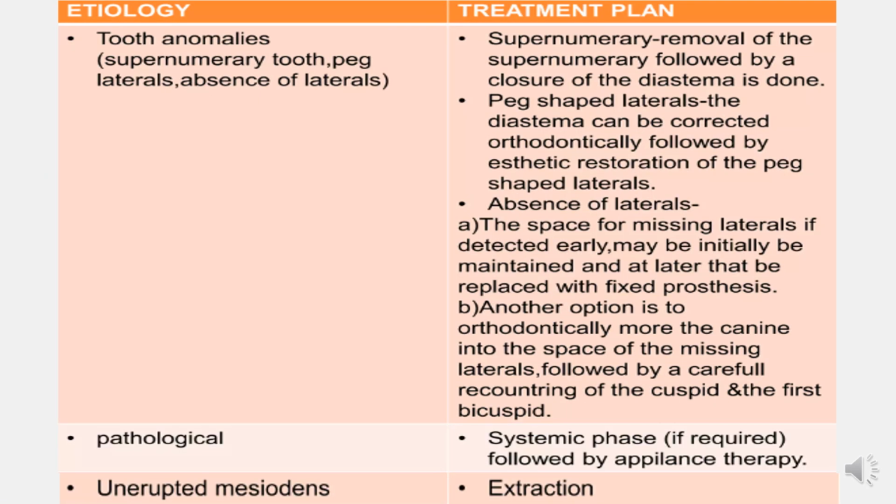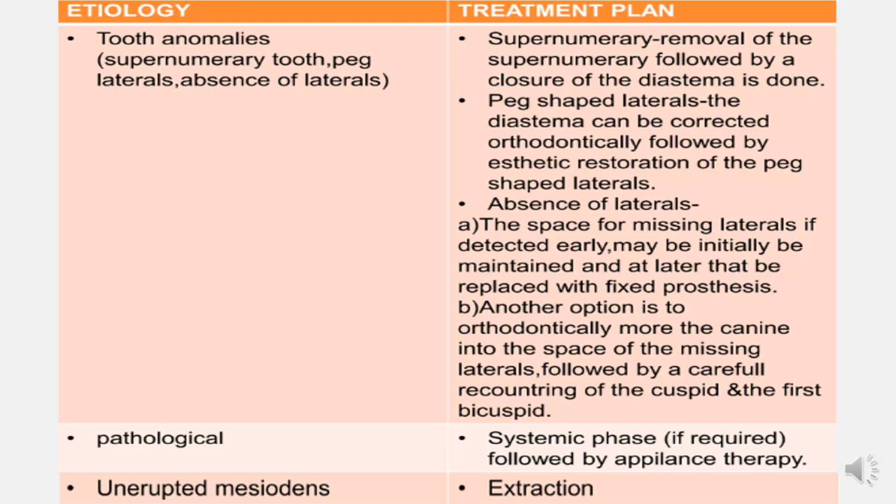In cases of tooth anomalies like supernumerary teeth, peg-shaped laterals, absence of lateral incisors, it can be treated by removal of the supernumerary teeth followed by a closure of the diastema. Peg-shaped laterals can be corrected orthodontically followed by aesthetic restoration of the peg-shaped laterals. In cases of absence of laterals, the space for the missing laterals, if detected early, may initially be maintained and at a later date replaced with fixed prostheses.